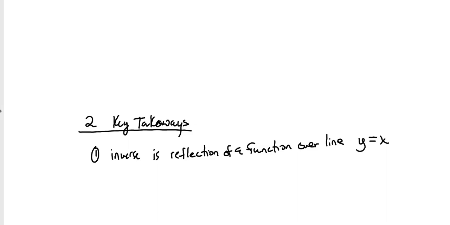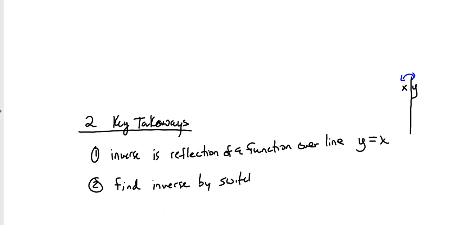Basically, that in a table, if you have a table, you can flip-flop all of the coordinates to get the inverse. So that's kind of graphically. And number 2, you can find the inverse by switching x and y and solving for y. Those are the 2 biggest takeaways that you want to kind of leave this thing with.